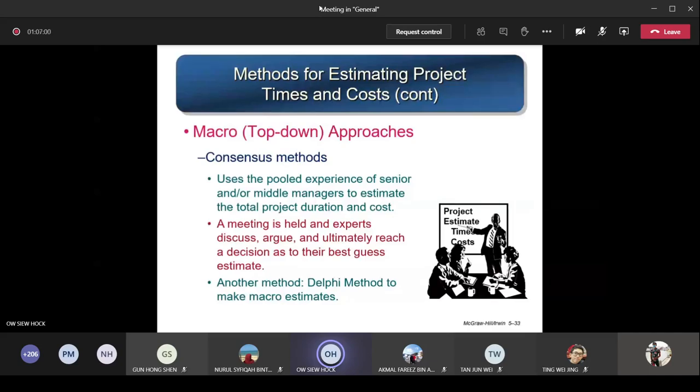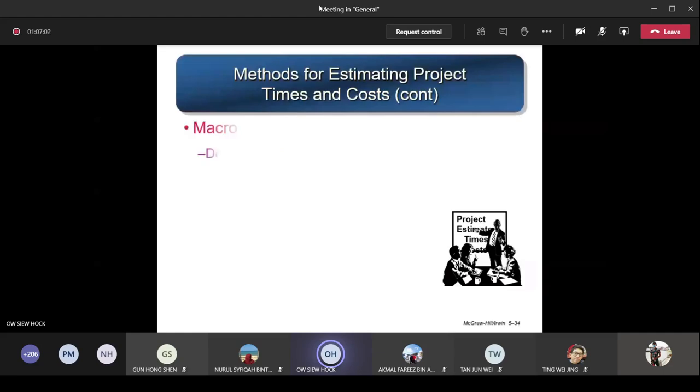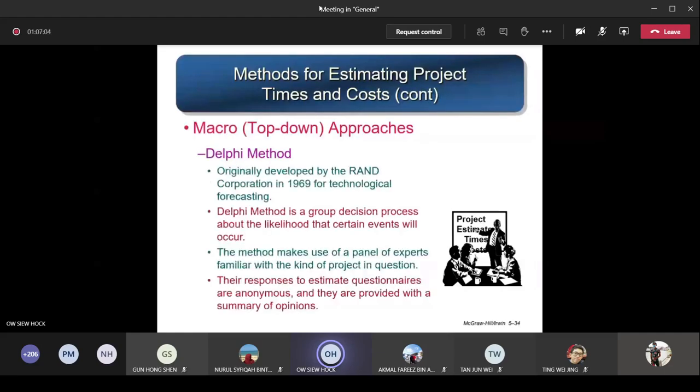How does this Delphi method work? The Delphi method was originally developed by the RAND Corporation in 1969 for technological forecasting. The Delphi method is a group decision process about the likelihood that certain events will occur. The method makes use of a panel of experts familiar with the kind of project in question. Again, they have a group of experts who are very familiar with the kind of project you are looking at.